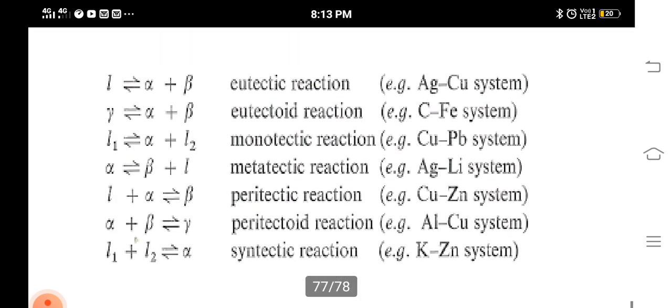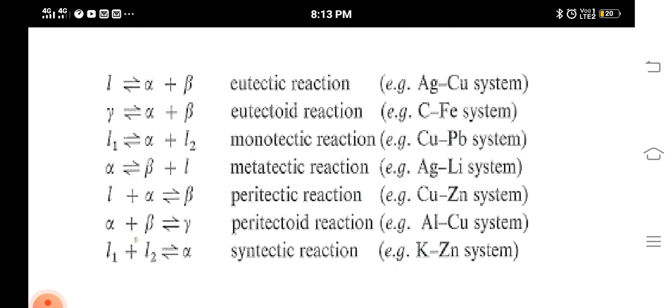Here we can see the reactions with invariant actions. Liquid gives alpha plus beta, that is the eutectic reaction. Gamma gives alpha plus beta, that is the eutectoid reaction. Liquid gives alpha plus L2, that is the monotectic reaction. Alpha gives beta plus L, that is the metatectic reaction. Liquid plus alpha gives beta, that is the peritectic reaction. Alpha plus beta gives gamma, that is the peritectoid reaction. Liquid 1 and liquid 2 together give alpha, that is the syntectic reaction.